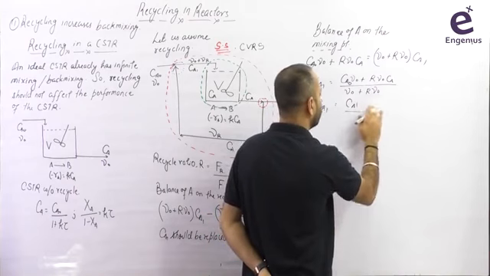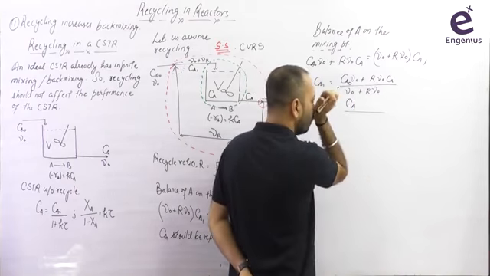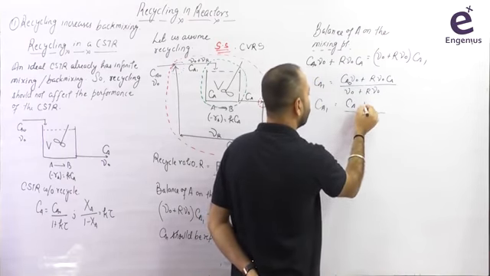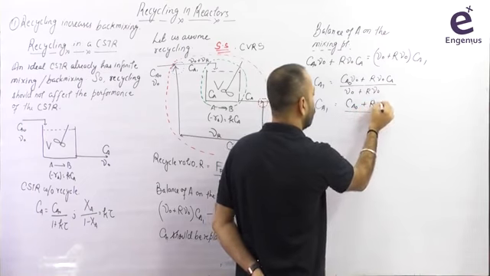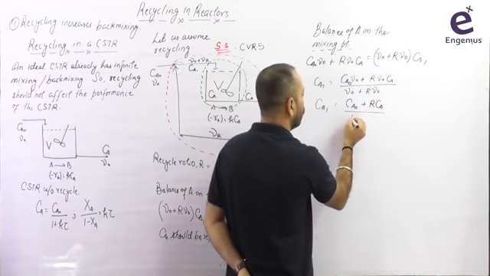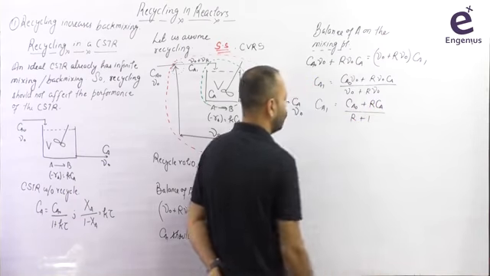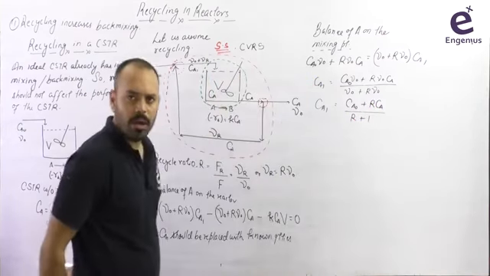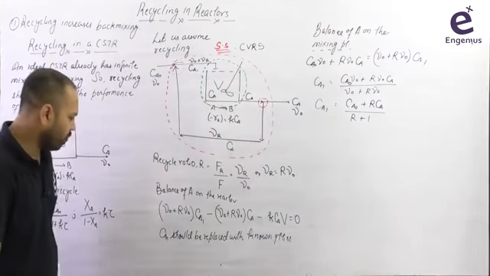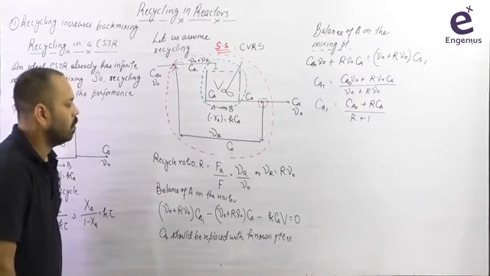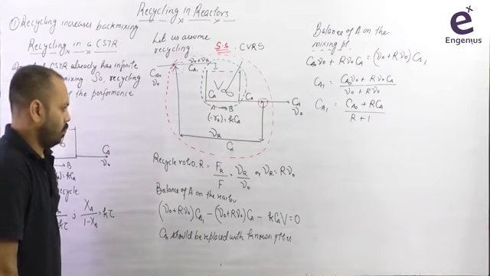Nu naught was getting cancelled, right? So CA naught plus RCA divided by R plus 1. That is the value of CA1 in terms of known quantities. Now if you substitute that value here, what are you going to get?